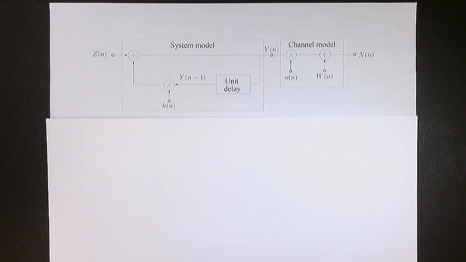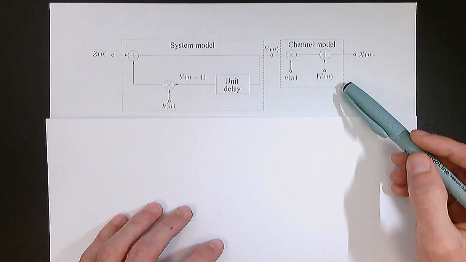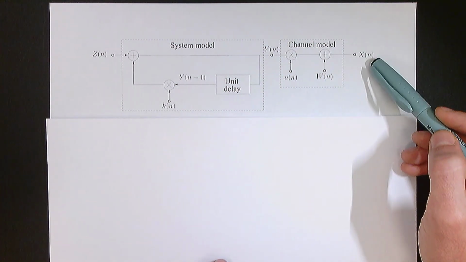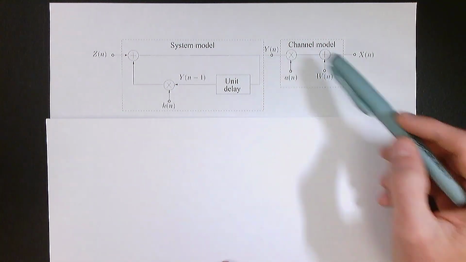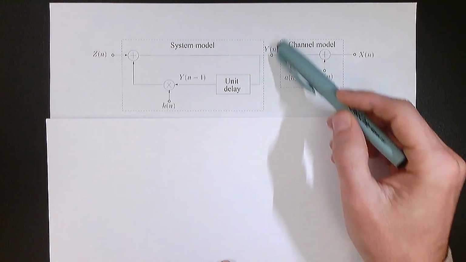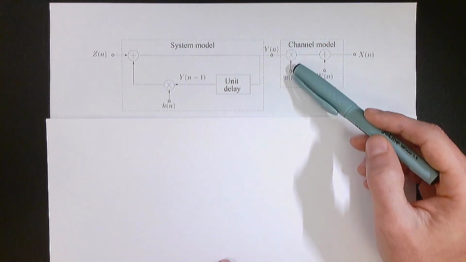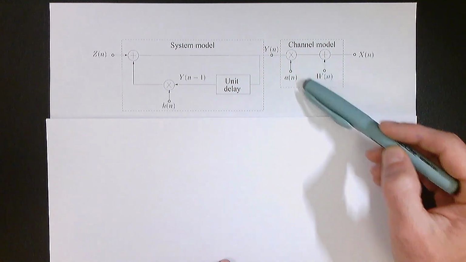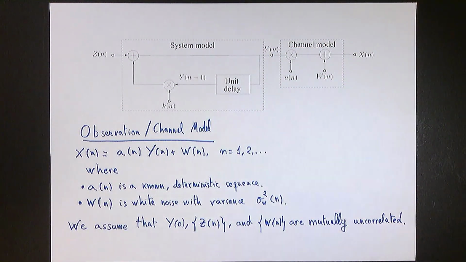Let us now have a closer look at the right-hand side of this block diagram, at the channel model. The channel model tells us how the samples of the observable process x depend on the samples of the unknown process y that we want to estimate. As we can see in this diagram, each of the samples of x is observed by a weighted version of the nth sample of y, which is weighted by a coefficient a here, and to which some noise process w of n is added.